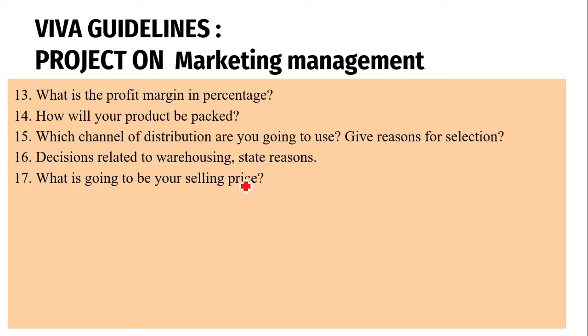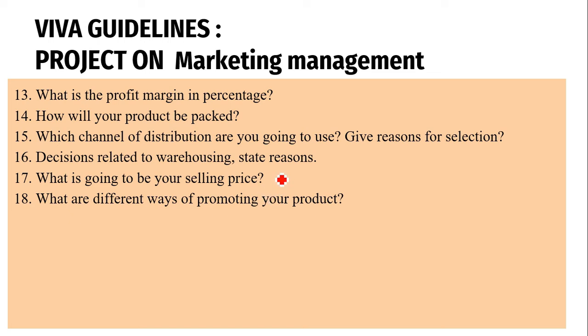Then what is going to be your selling price? This I already discussed. Is it more than the competitor or less than the competitors? And how you have decided the selling price of your product? What are the different ways you are going to promote your product? In promotion, you know that there are 4 elements: advertising, personal selling, sales promotion, and public relations. So which particular promotional tool are you using to promote your product?